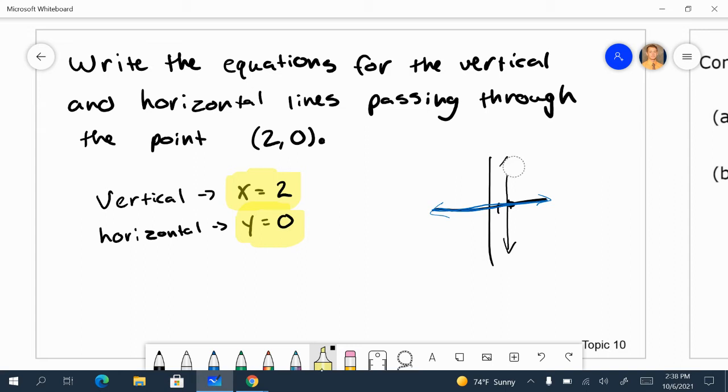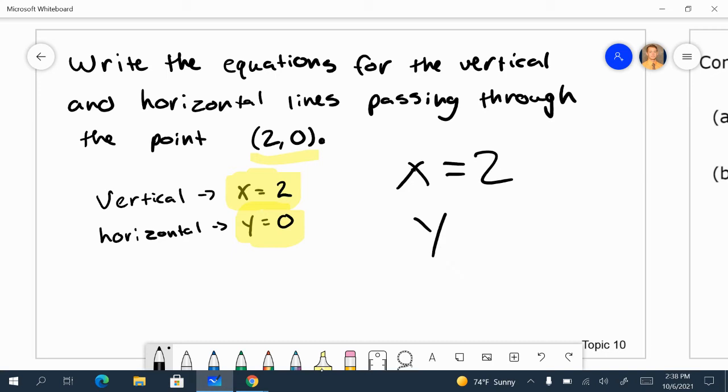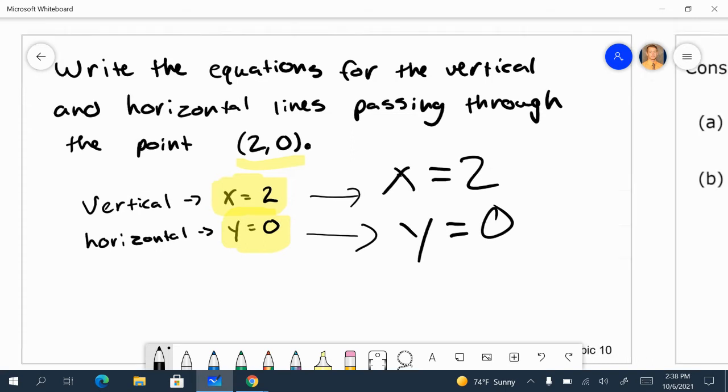Why is this so quick and easy? Well, you start to figure out after a couple of these that you can just look at your point to find out what it's going to be. So, for example, my x value of that point, x equaled 2, and my y value of that point, y equaled 0. It's that easy to get to the answers. x equals 2 and y equals 0. So that one should go quick for you.